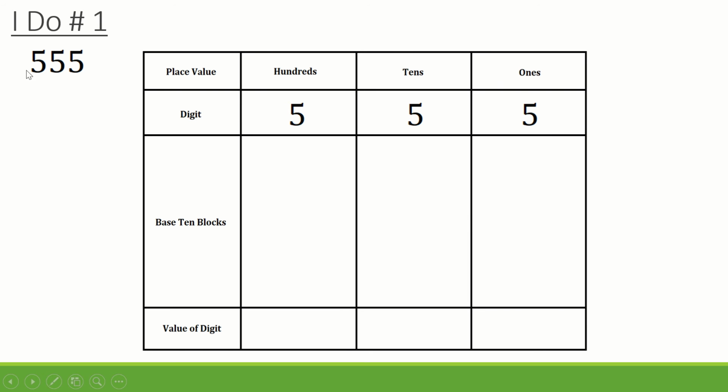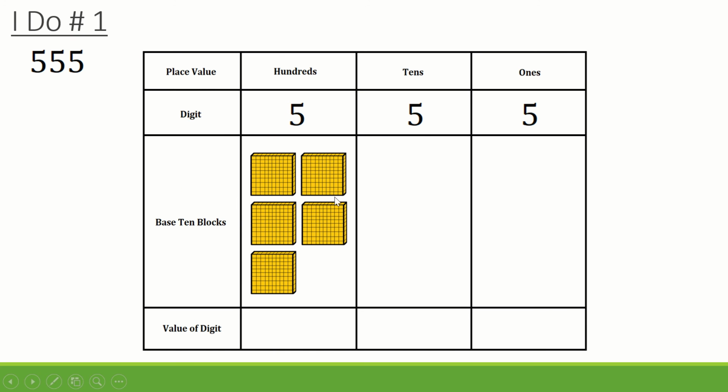Now, if I were to want to represent that number, which is 555, in its model form, I could place on this place value mat 5 flats. And if I wanted to place this 5, which is in the tens place, I could place 5 rods in this space. And then for my 5 ones, I could place 5 units.